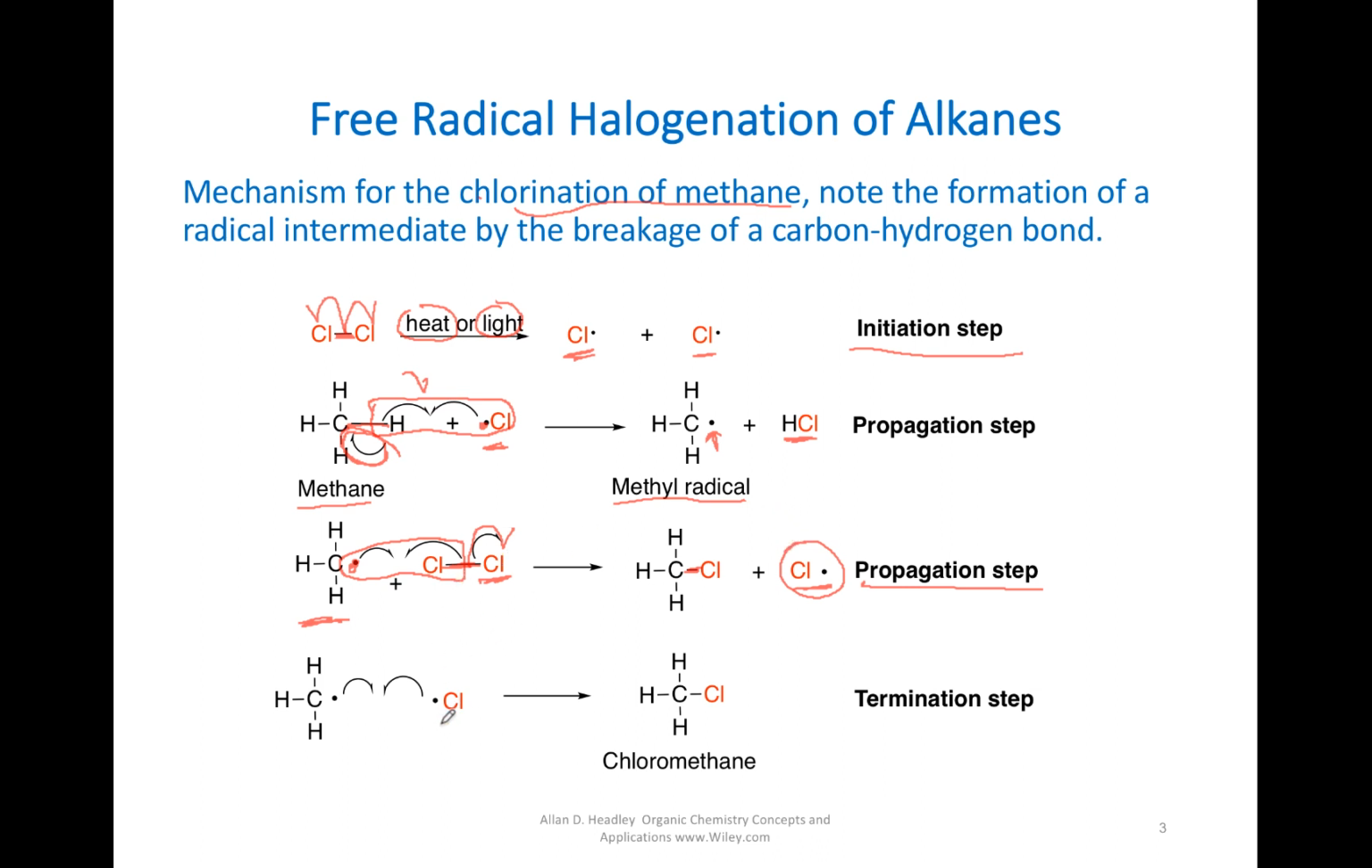The last step of this reaction, the chlorine radical, 1 electron, and the methyl radical, 1 electron, if they come together, we can form a bond right here, and here is that bond. Here are the electrons, the arrows to show the electron movement. This electron comes in to form a bond, this electron comes in to form a bond, and here is the bond. That step is called a termination step, as you can imagine, because the radicals come together to form a neutral molecule, in this case chloromethane.